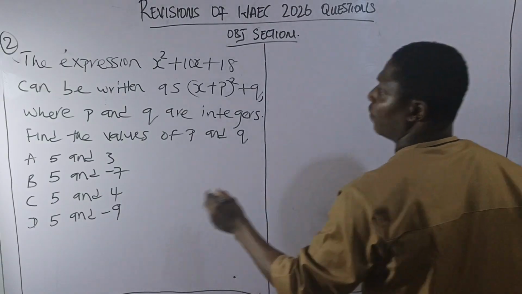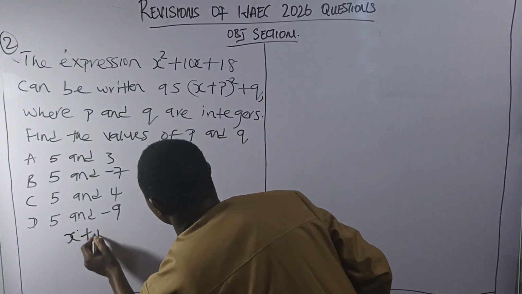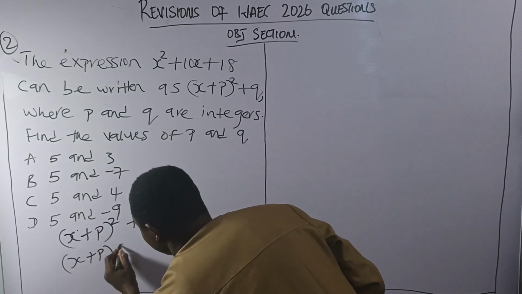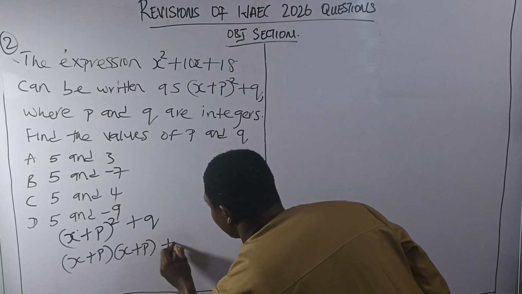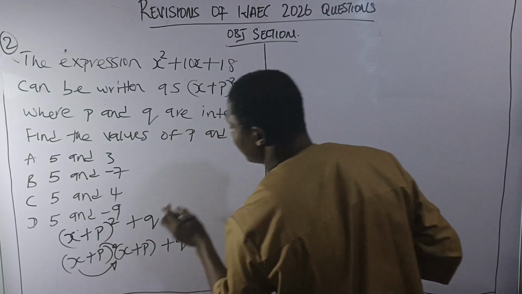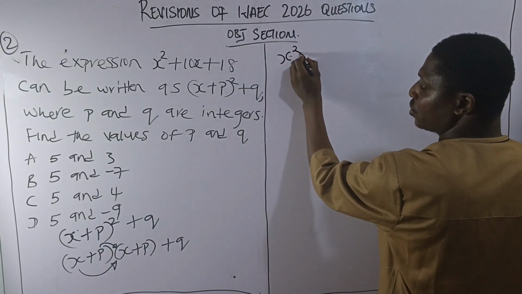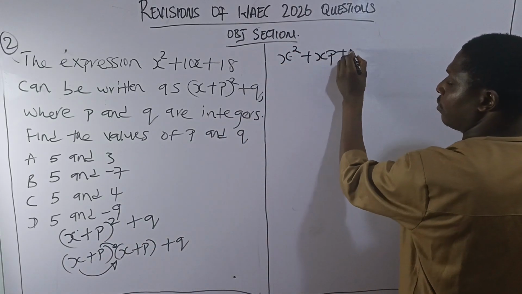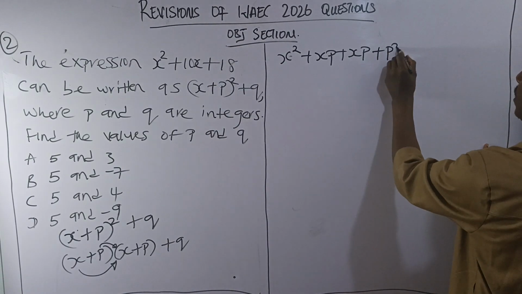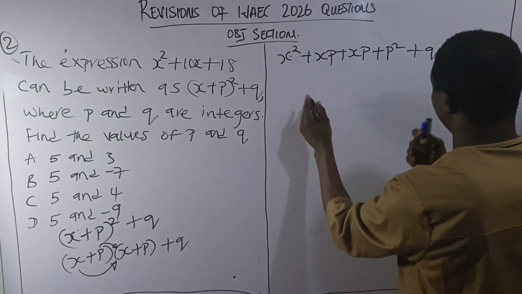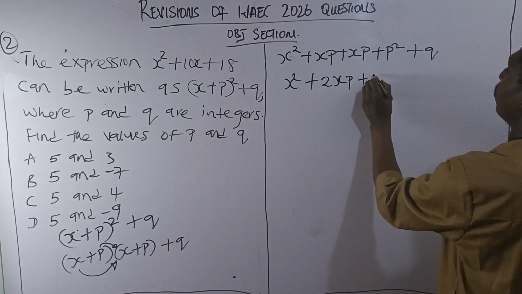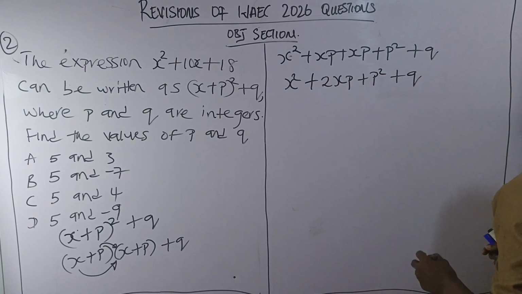Now if we have (x plus p) in brackets squared plus q, this will give me (x plus p) in brackets times (x plus p), plus q. This becomes x times x will multiply this entire bracket, plus p will multiply this entire bracket. So that will give me x squared plus xp plus xp, that's px, which is the same as xp, plus p squared plus q. xp plus xp will give me 2xp plus p squared plus q.